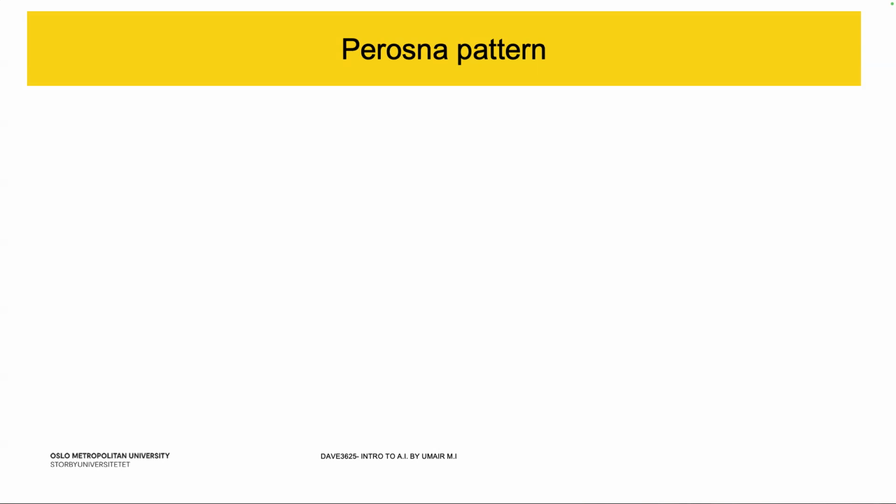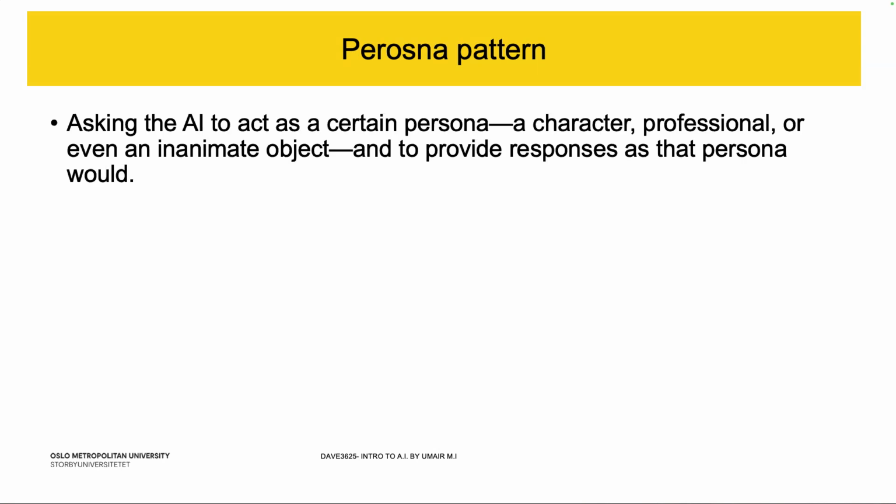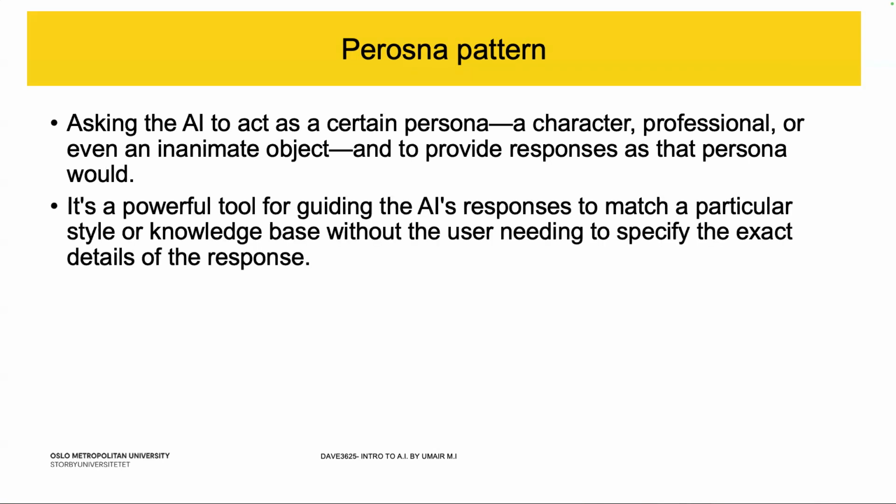One of the patterns is the persona pattern, and a persona pattern, as the name suggests, is instructing the chatbot or the AI model that now you have to start behaving like a specific person, not a person, but a persona. It's a professional, a character, or an object, and the model has to behave as that specific persona and then give answers.